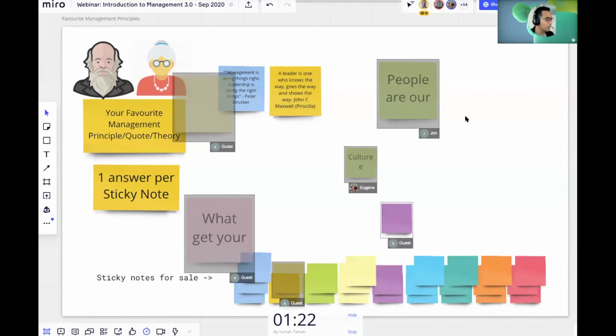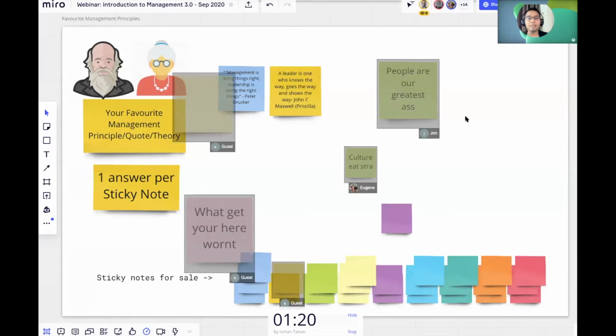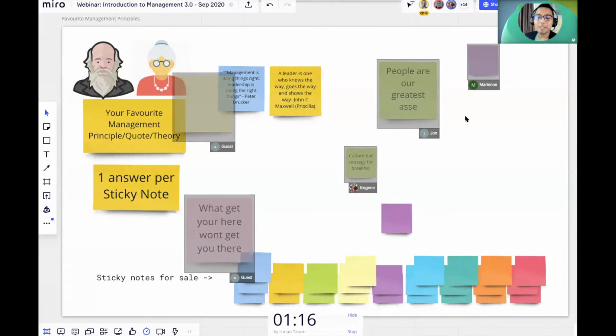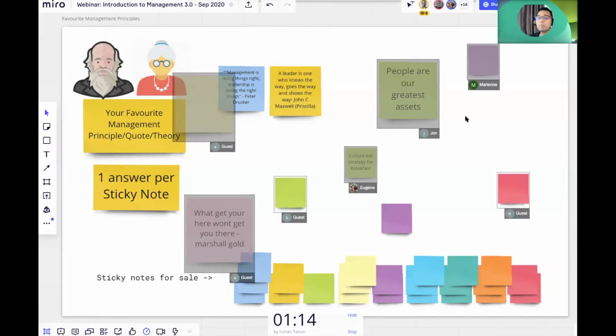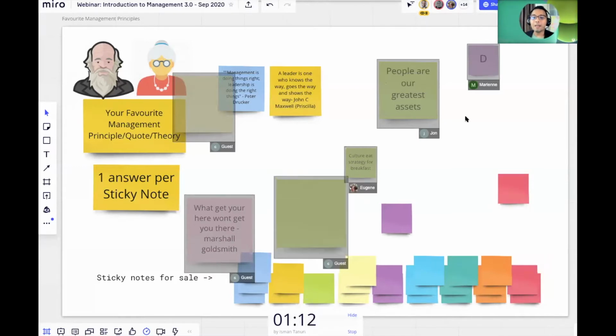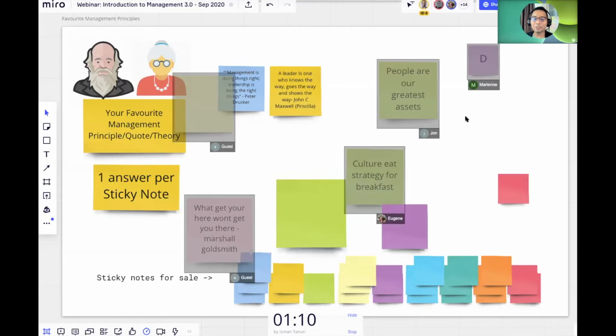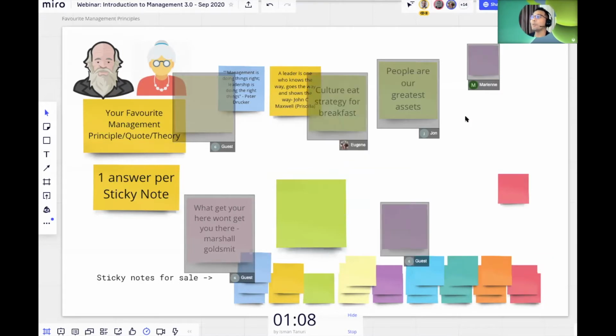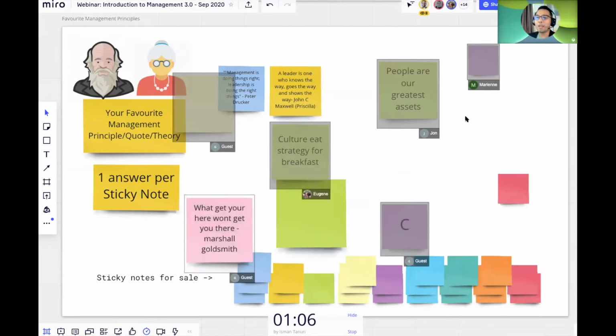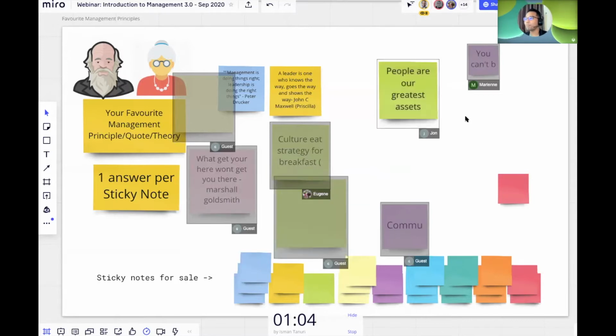So for those who have just joined us in this session, there is a link to the Miro board. There's a link in the Zoom chat that you can click on, and you will reach the Miro board where you can join the interactive session.